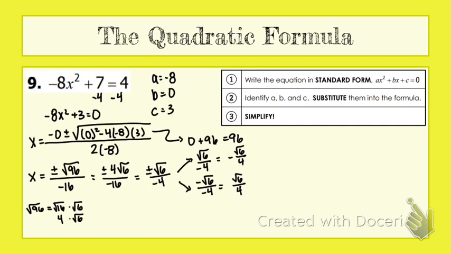So x is going to equal plus or minus square root of 6 over 4. Okay, because that's the two answers that we get when we simplify.